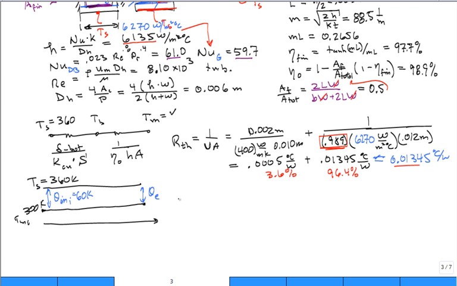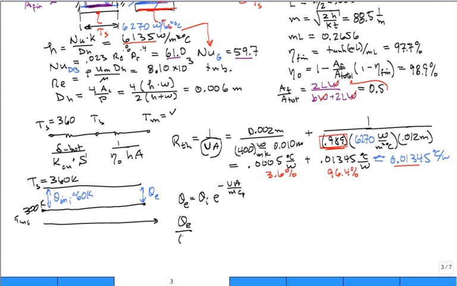What we do is we find that theta on the exit is equal to theta on the inlet times e to the minus UA over m dot C sub P. That UA term right there goes in. Or, instead of UA, you can express it as the reciprocal of R theta, the resistance.